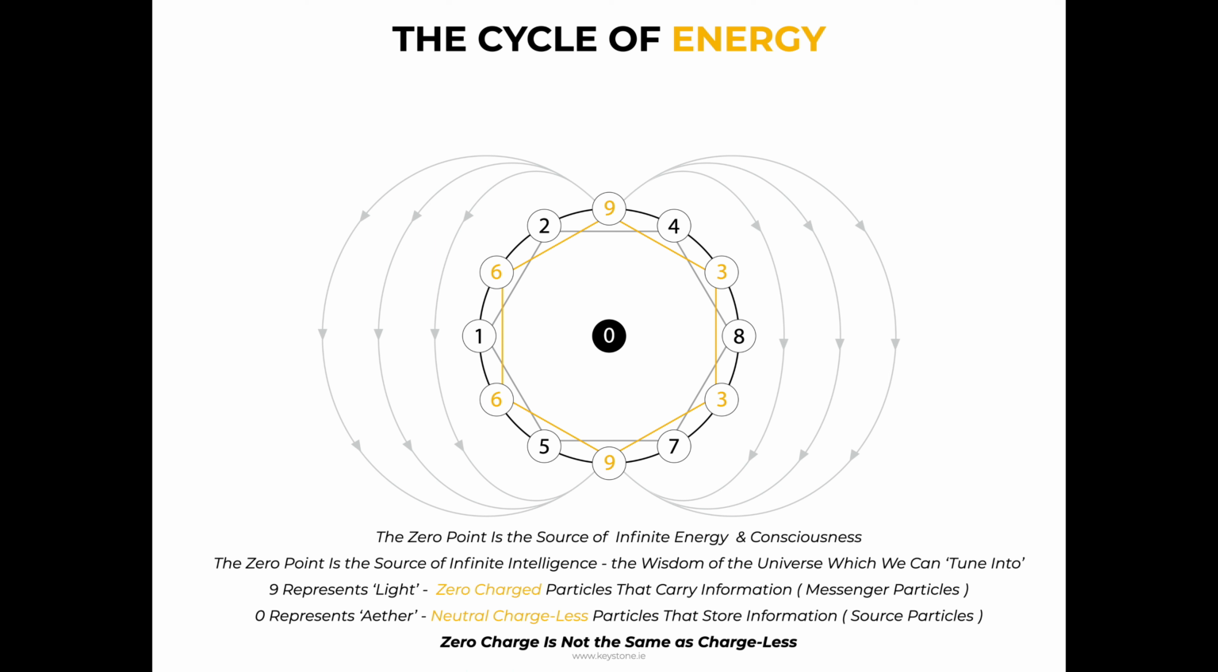Negative thinking leads to depression. Positive thinking leads to delusion. But positive and negative together leads to wisdom. Balance. Nature is pleased with balance. 9 represents light. 0 charged particles that carry information. We call these messenger particles. However, 0 represents ether. These are neutral, chargeless particles that store information. So we've got source particles and messenger particles, and I'll explain both.